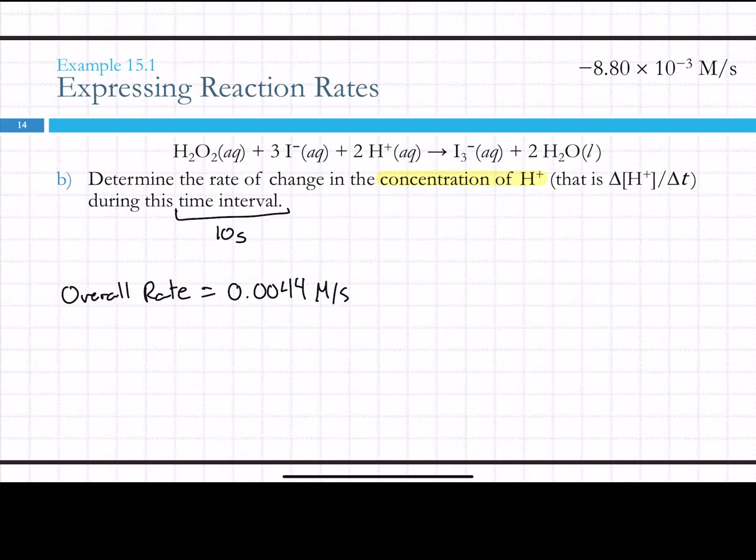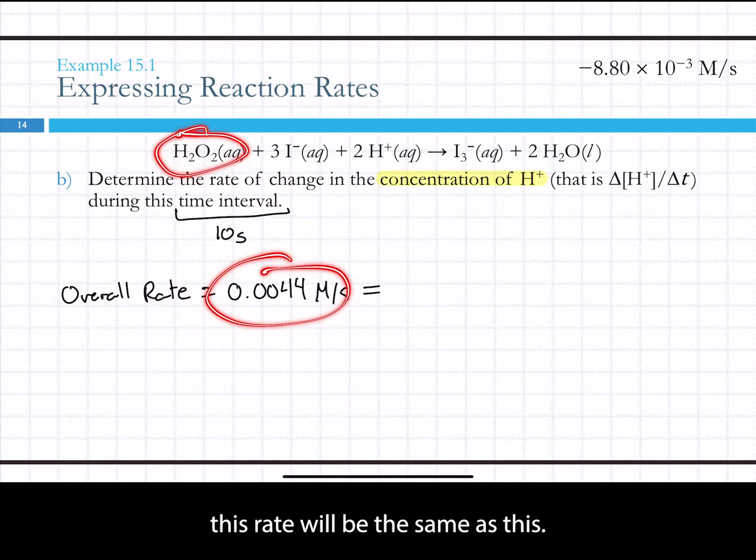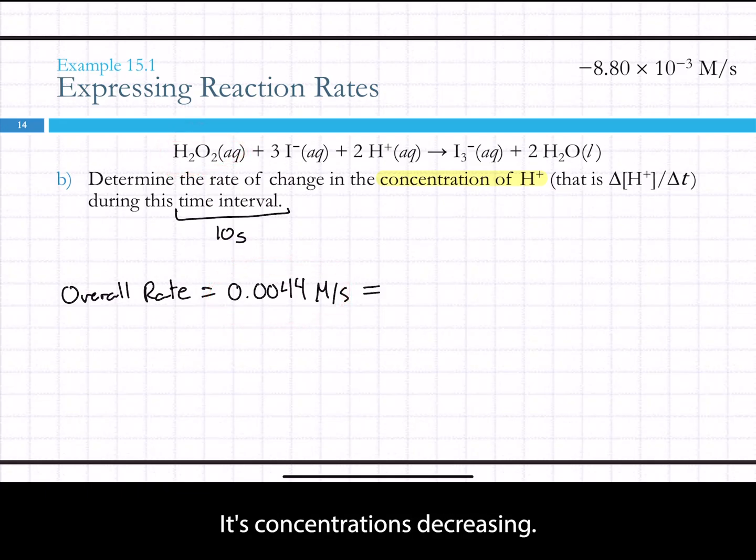The answer's on the slide. You can kind of figure this out without doing any math. So I know the overall rate is. If it has a coefficient of 1, the overall rate is the same as the rate of whatever species it is. So if we were asking about hydrogen peroxide, coefficient of 1, this rate will be the same as this, but it'll be negative because it's a reactant. Its concentration is decreasing.